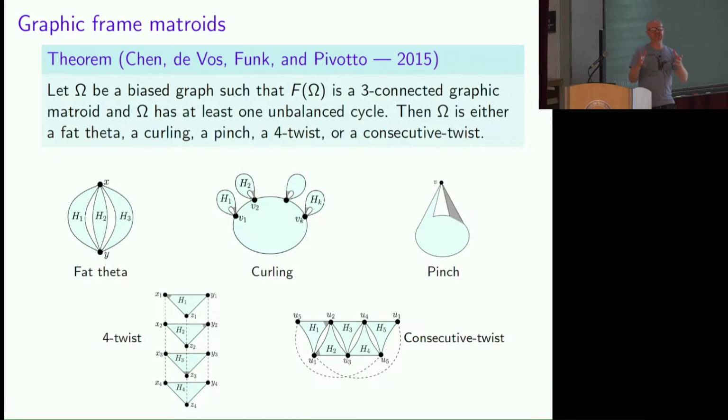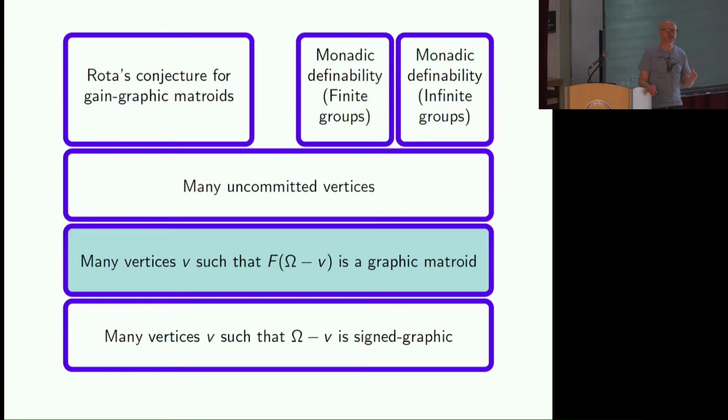Okay, so there are 6 cases here, right? The 5 given by this theorem and the case where every cycle is balanced. Those are the ways that a frame matroid can be a graphic matroid. Now that's relevant for my second block, because what I want to do in the second block in the tower is talk about the situation where I have a biased graph whose frame matroid is not a graphic matroid, but there are some very large number of vertices such that when I delete one of those vertices, I get a biased graph whose frame matroid is graphic.